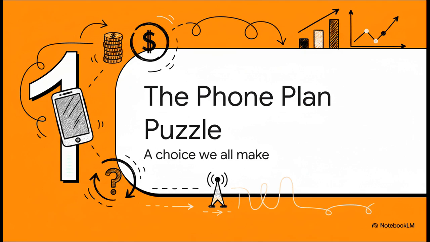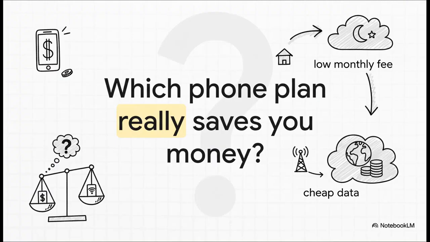We've all been there, right? Staring at two different plans, trying to figure out which one is actually the better deal. It seems easy, but as we all know, that low price they advertise up front isn't always the full story. So that's the big question, isn't it? Which one is really going to save your money at the end of the month? Is it the one with the cheap monthly fee or the one with the cheap data? How do you figure it out without just crossing your fingers and hoping for the best?